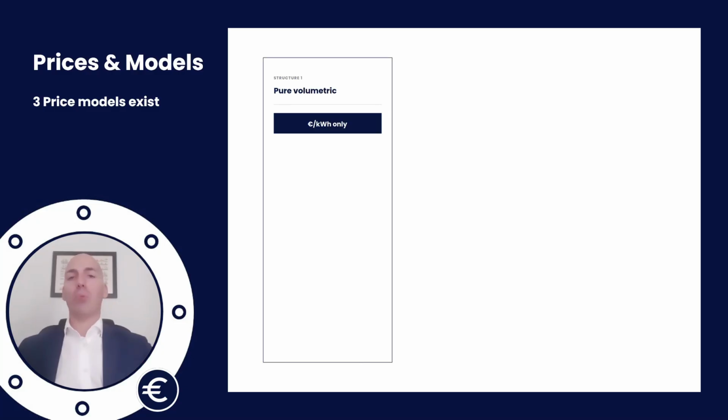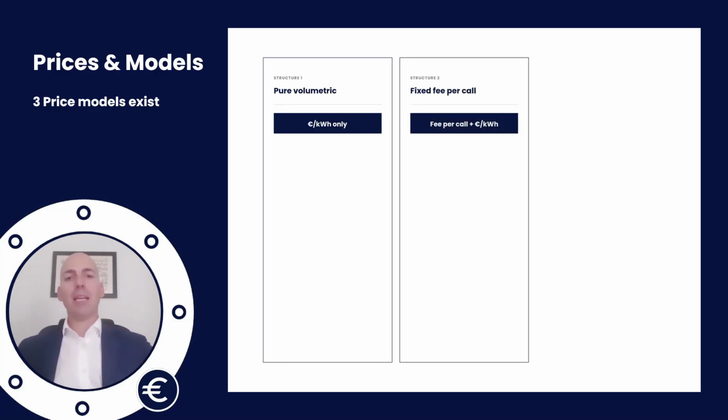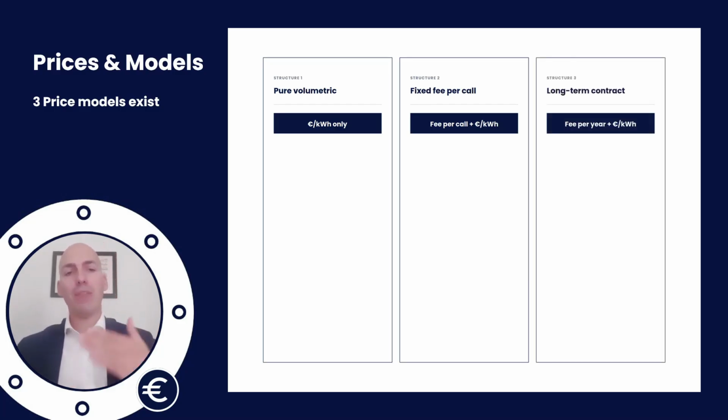The first one is purely volumetric. You just pay an amount per kilowatt hour. The second one is a fixed fee per call. So you pay per kilowatt hour, but you also pay additional fixed fees. And these are most used across the board, across the EU, but the amount of fixed fee and how it's done, that can be really different. Finally, you can also have a long-term contract, or actually a lease, or like a fee per year, plus additional cost for the electricity itself. So that is the different way of working with shore power.